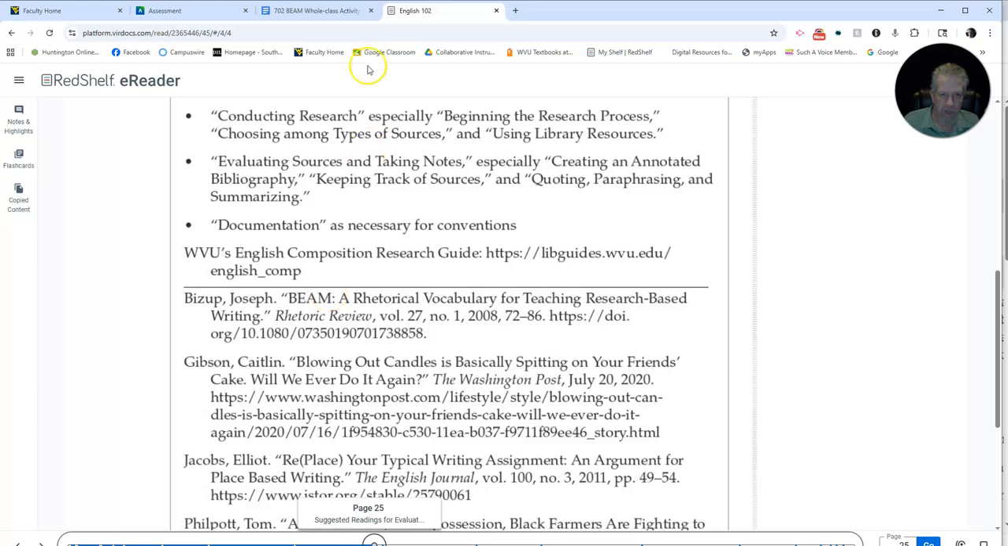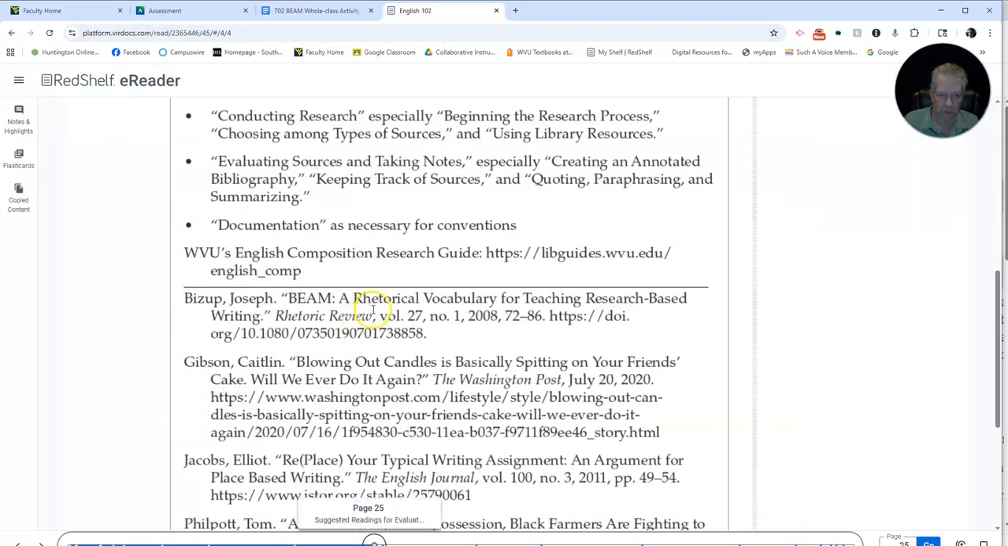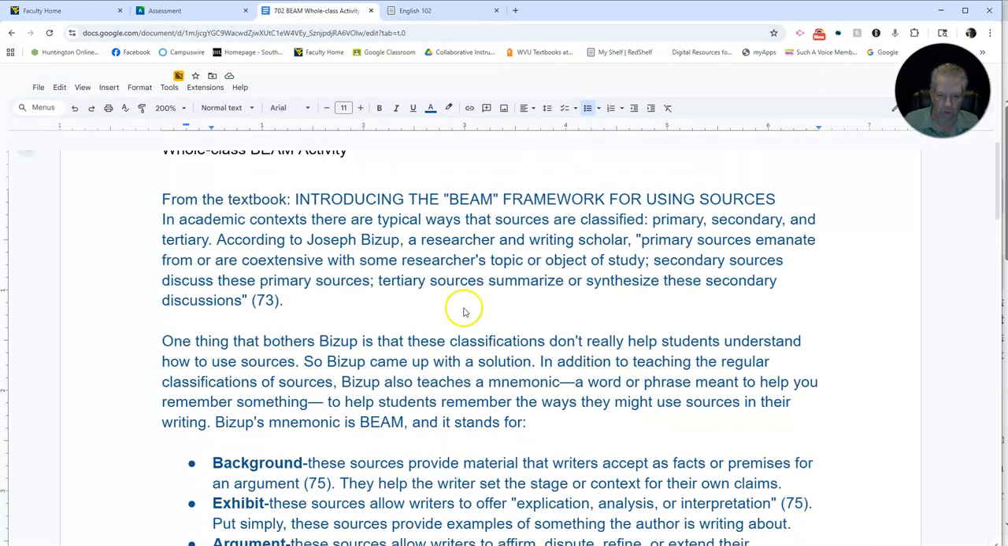Joseph Bizup is the guy who came up with this idea of BEAM. If you wanted to, you could go and look at his actual book and see more about it yourself. When you see the page numbers in here for 73 and 75, those are references to his actual text. So let's get right into it.